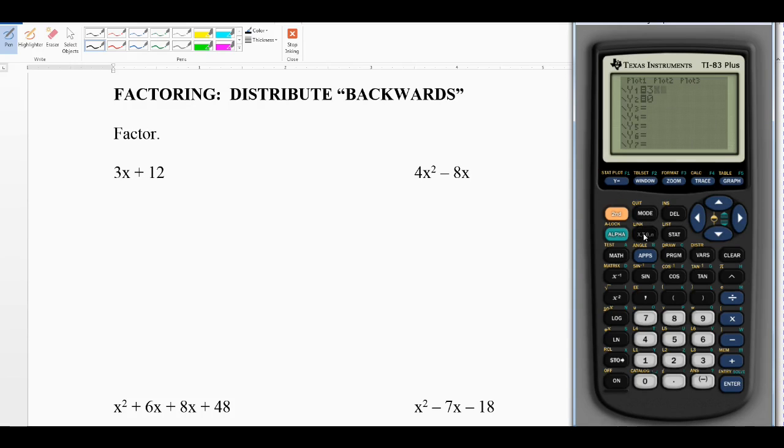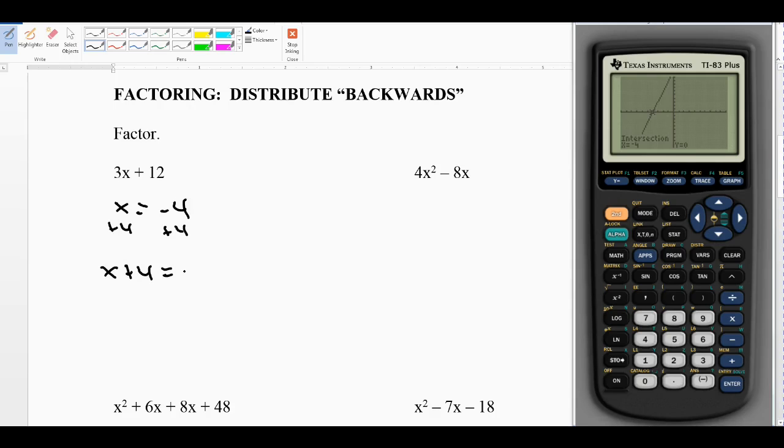So let's say I type in 3x plus 12, and I graph it, and I see the intersection, or where it's crossing the x-axis. So I'm going to hit second trace, 5. Since I only have 1, I'll hit enter 3 times, and we get x equals negative 4. Now that's what the 0 is, but what I can do is move the negative 4 over to the same side as the x by adding 4. And when I do that, I get x plus 4 equals 0. Now I don't care about the 0. All I care about is x plus 4.